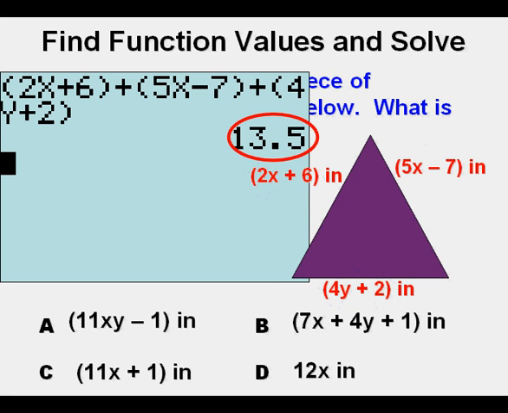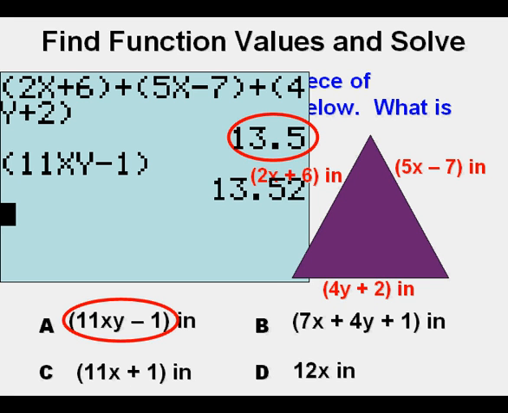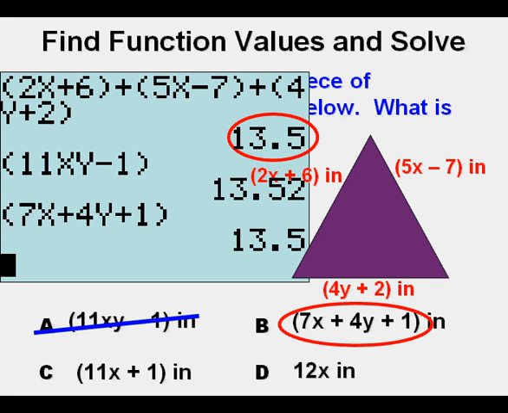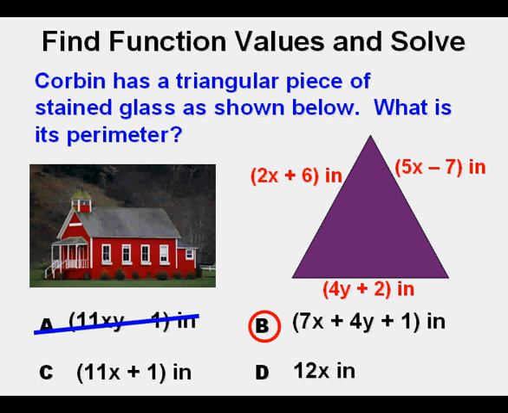And so let's try choice A. Let's enter this. We get 13.52. It's close to 13.5, but it's not exactly, so we cross it off. It's not right. So we try choice B. We enter these values here, and we get 13.5, so choice B is correct. We can try the other ones, C and D, of course.